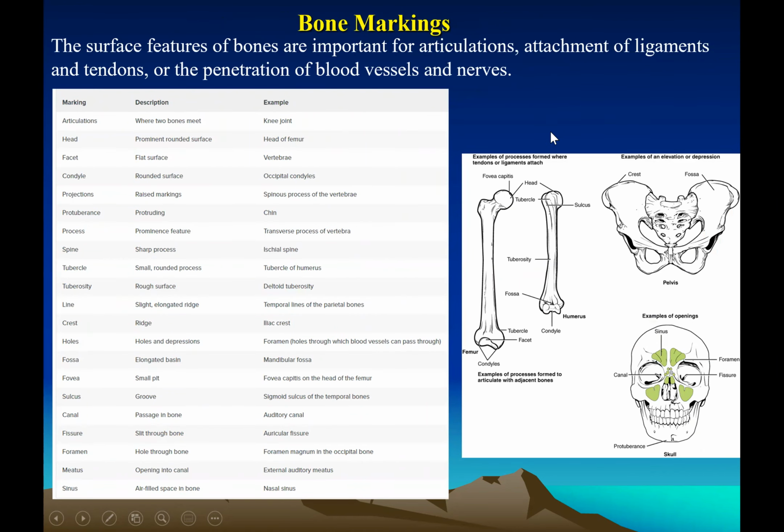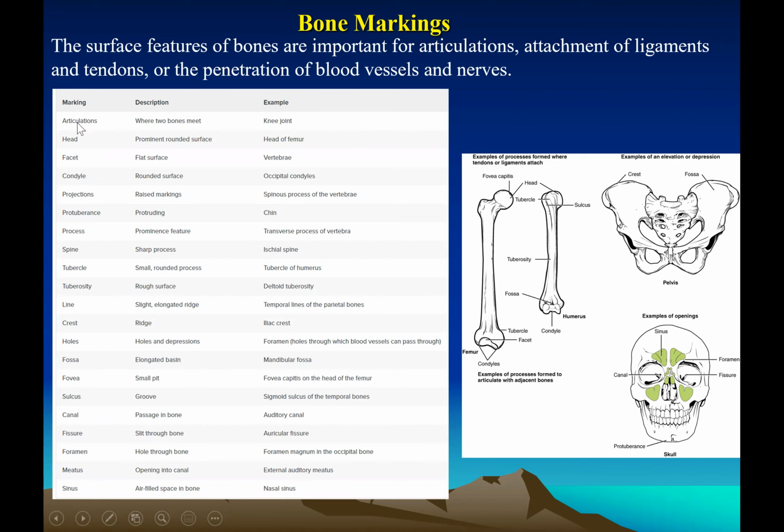What are bone markings? When you take a bone, it has all these projections and depressions or holes or lines, and these are important attachment points for ligaments and tendons. Ligaments will connect bone to bone, and tendons will connect the bone to a muscle. It also will form joints, so they are called articulations. It might have grooves or holes for arteries and veins and nerves to pass through. So these external features of a bone are called bone markings.